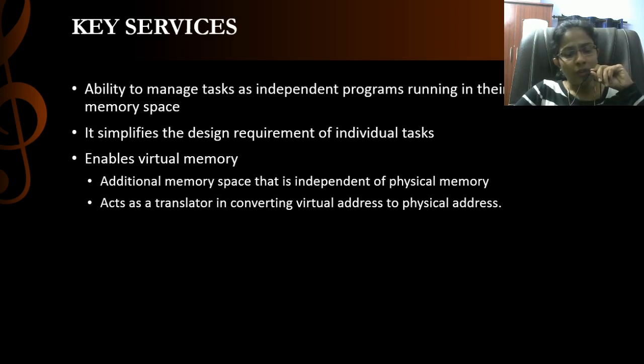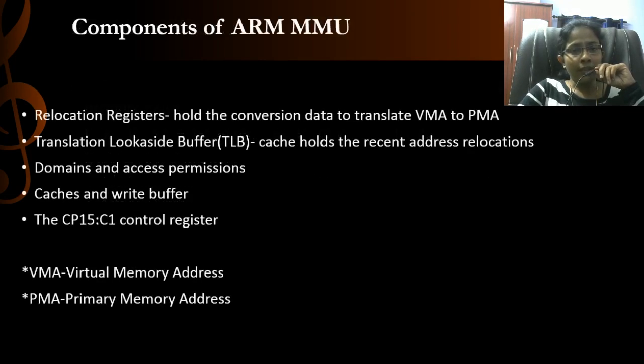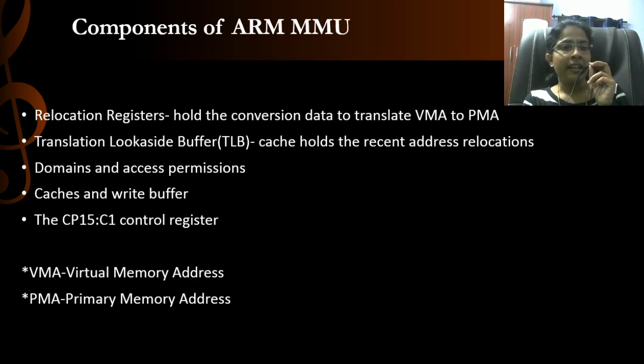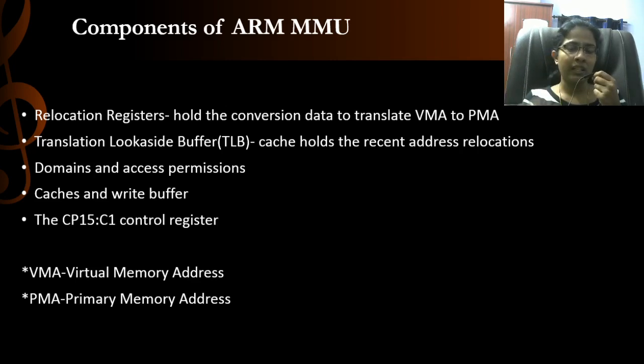How the physical memory is translated from the virtual memory, all this conversion is done by the MMU. Here the components of this MMU are relocation registers, the translation lookaside buffer (TLB), domain and access permissions, caches and write buffer, and CP15 C1 control registers. These are the major components present in the ARM MMU.